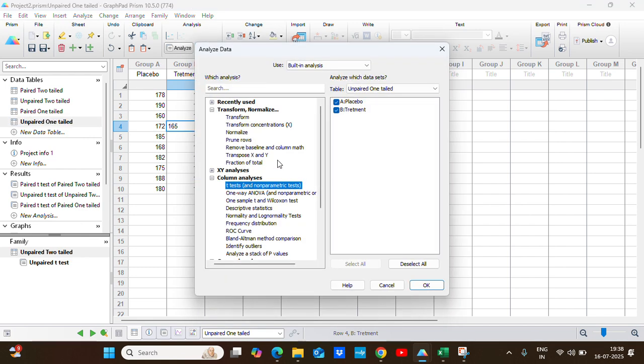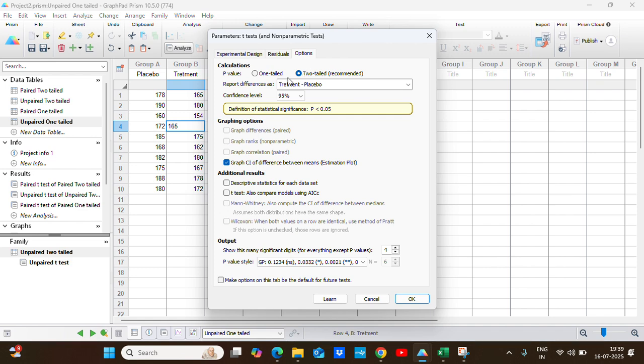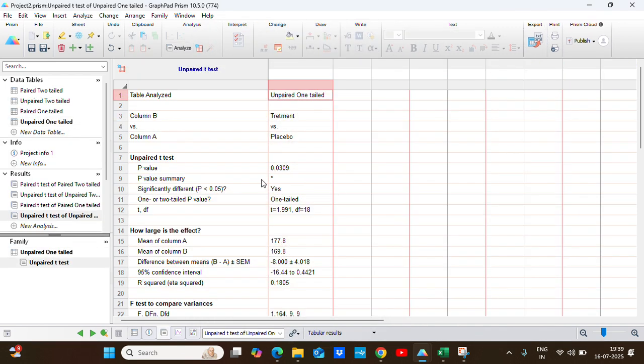Now in the same way you have to choose analysis, t-test. Okay, this is the unpaired one. Here you have to be careful: don't choose the Welch test, choose the unpaired t-test, because our population has the same standard deviation, which we had already checked. Now it is one-tailed, so here we have to choose one-tailed. Okay, so this is showing a significant difference, yes, but you can see that the p-value is near 0.05, so it is showing a p-value summary of 1 star. If it were more significantly different, it would have shown 2 star, 3 star, 4 star, right?